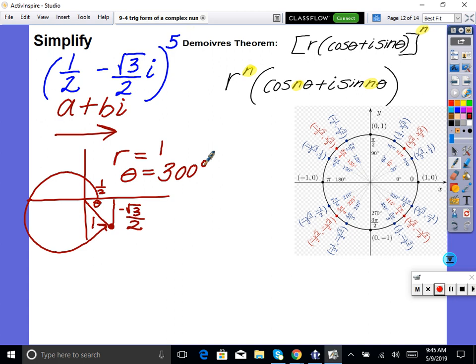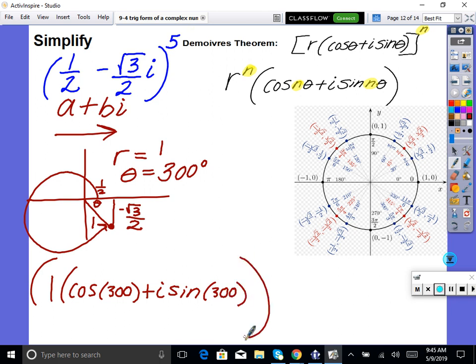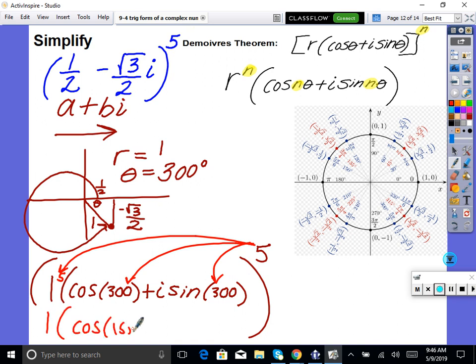All right, so let's go rewrite this. So we have r, which is 1, and then we have our cosine of 300 degrees plus i sine of 300 degrees. And now we're raising that to the 5th. And now De Moivre's theorem allows us to quickly do this. We'll take 1 to the 5th, true? Take 5, multiply it in. So we have 1 times the cosine of 1500 degrees plus i sine of 1500.